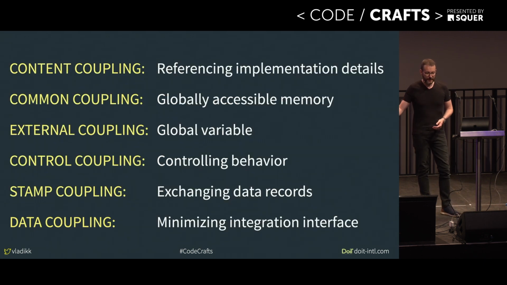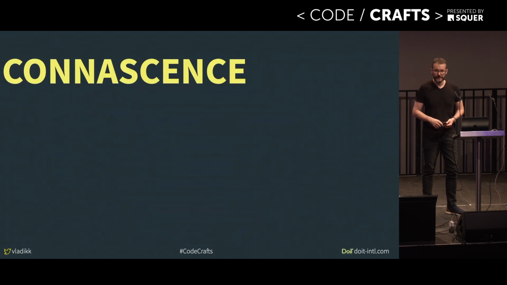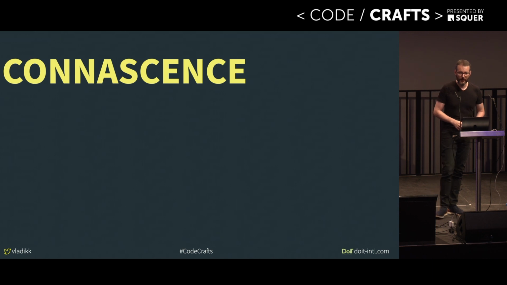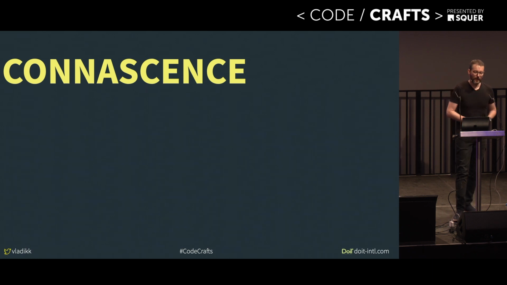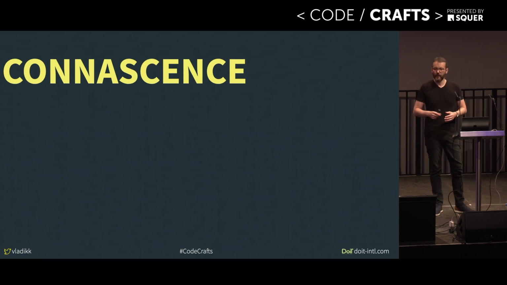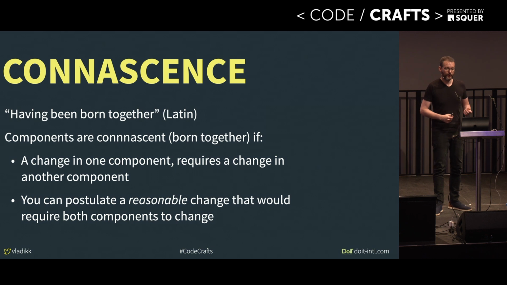Now let's see the next model called connascence. This one was introduced in the 90s, about 20-30 years later, and it was supposed to provide a more fine-grained way of evaluating coupling in object-oriented code. That word connascence means having been born together.